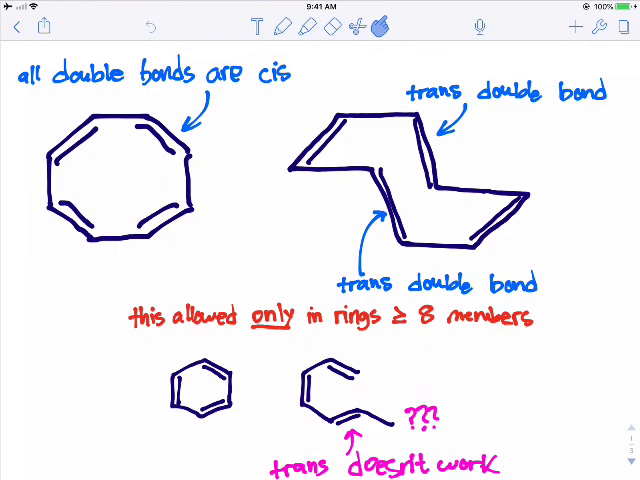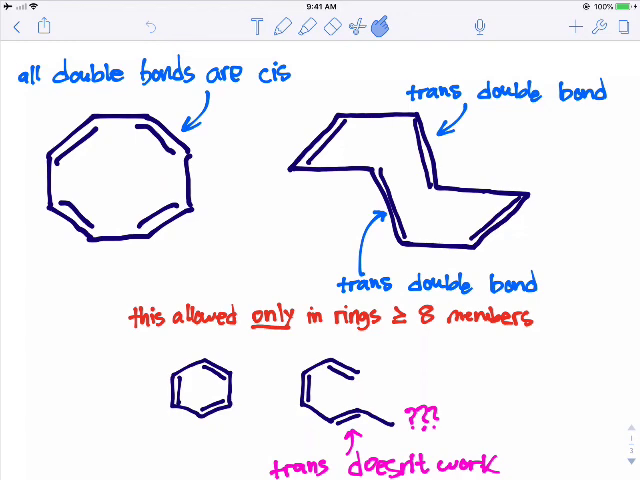all of the double bonds in cyclooctatetraene are cis. Hopefully you remember what cis double bonds look like. But basically they're the double bonds that kind of curl around so that it kind of makes a U shape. As drawn on the left here, all the double bonds are cis.